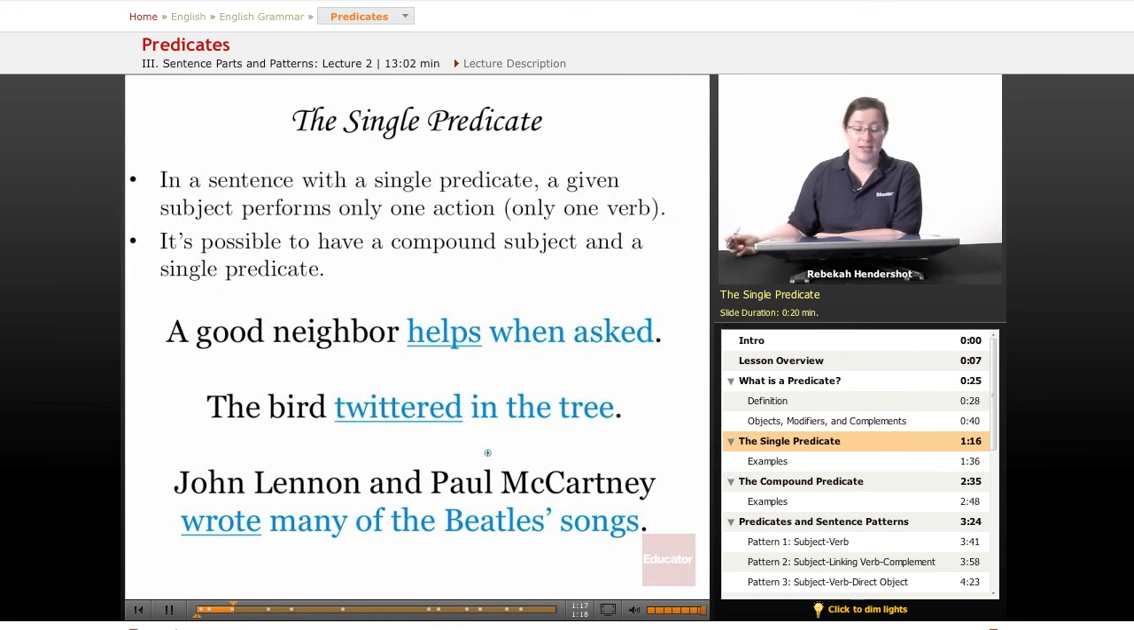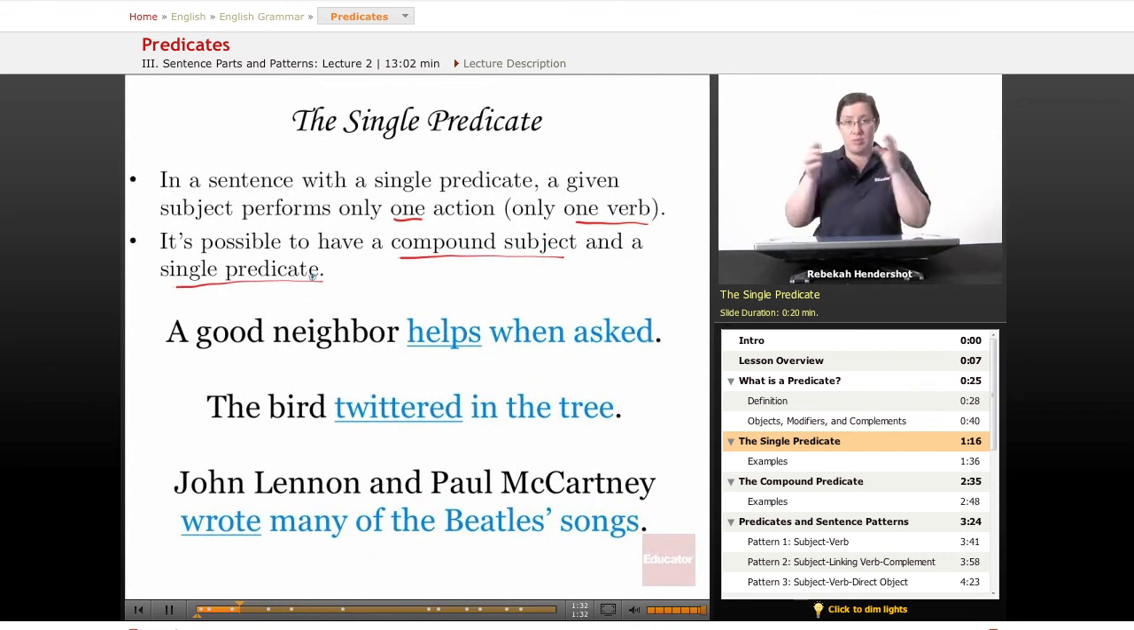All right, the single predicate. In a sentence with a single predicate, a given subject performs only one action, only one verb. Now here's the thing, it's possible to have a compound subject and a single predicate. You can have more than one subject performing the same action. Let's look at some examples.